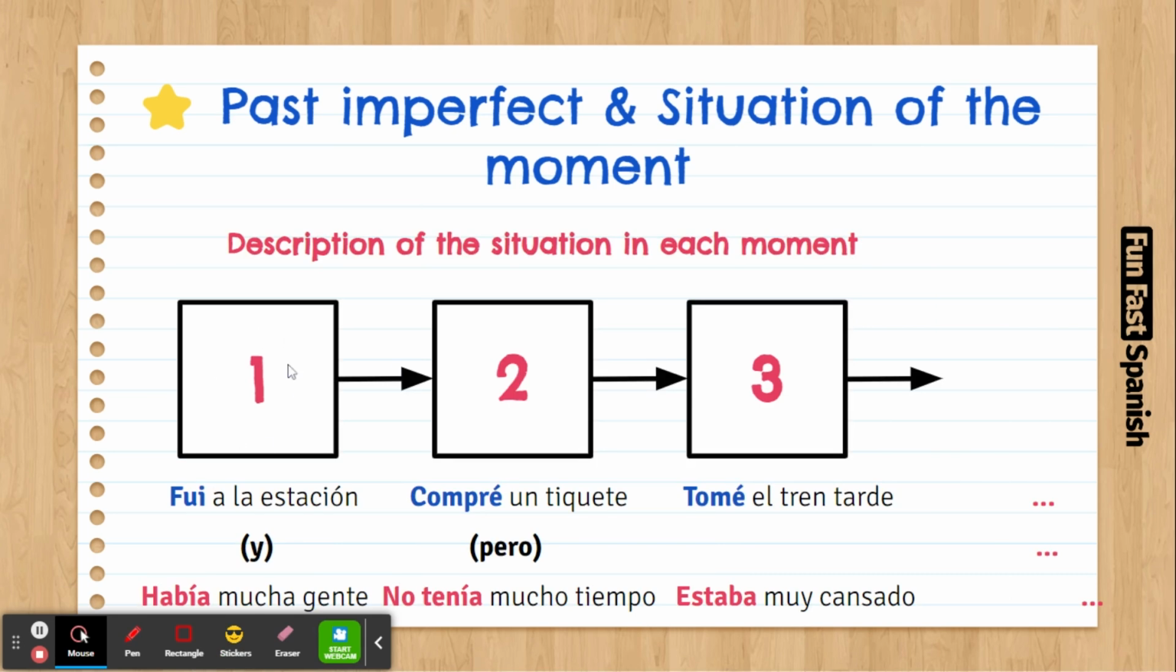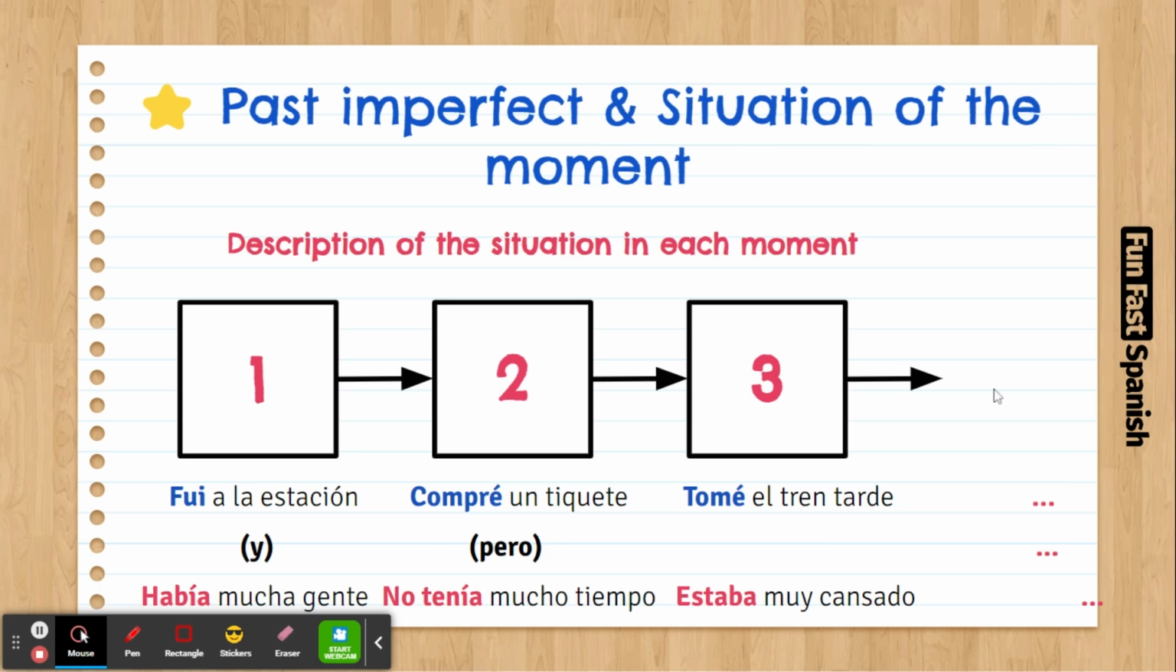I had the first event. I went to the station. Fui a la estación y había mucha gente. And I can go on here describing this moment when I went to the station. Compré un tiquete. So I'm no longer going to the station. Now I'm buying a ticket. So this is bringing a sequence now. Compré un tiquete. But, look, there were things: no tenía tiempo.